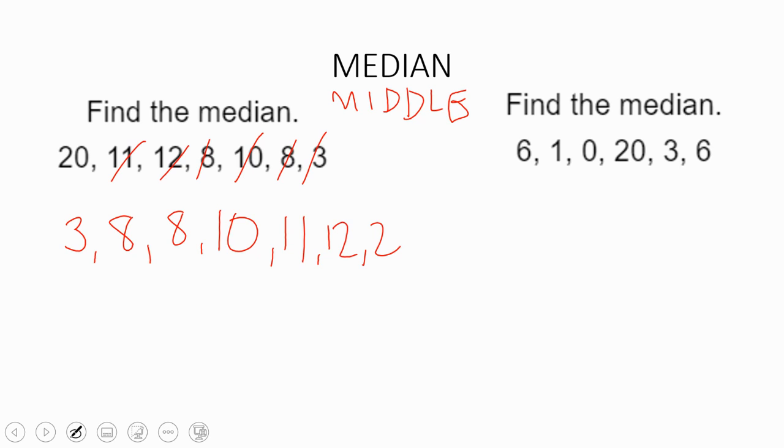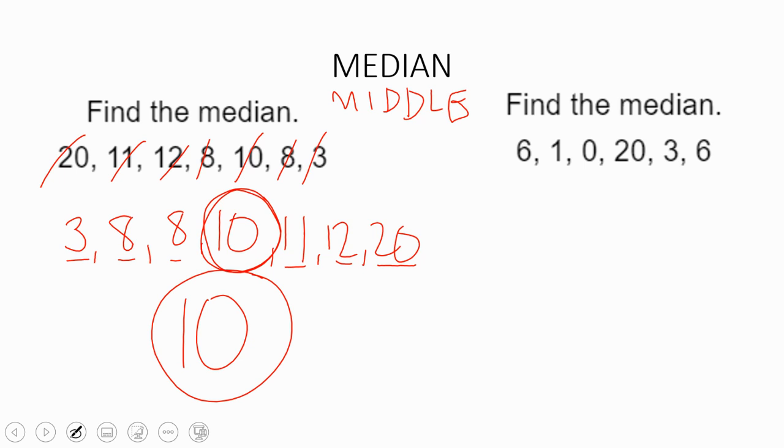Then all you're going to do is count into the middle to find the middle number. So here I have 20 and 3. I have 8 and 12. So I have 2 numbers on each side, 3 numbers on each side. So my median or my middle number is 10.